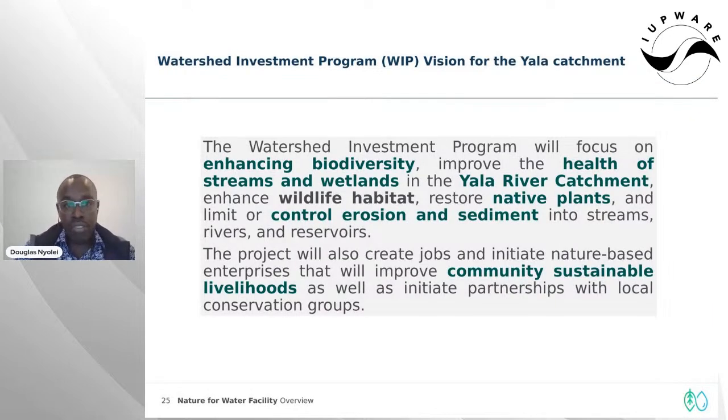The vision for the Yala catchment is that the watershed investment program we are working on right now will focus on enhancing the biodiversity of this catchment, improving the health of the streams and the wetlands within the river, enhancing wildlife habitat, restoring the native plants that were there originally, and limiting or controlling the erosion that is taking place within this river, which ends up in water bodies and reservoirs. The project will also create job opportunities. While we build this watershed investment program, we make sure there are core benefits to the community. As much as we focus on water security, there also have to be core benefits to the environment and the community, to be able to have sustainable livelihoods.